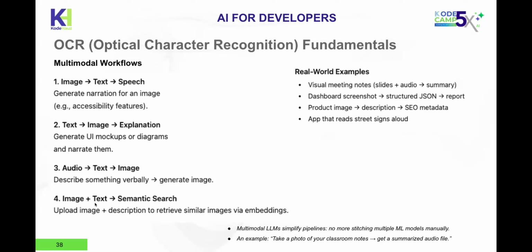Then you have image as well as text with semantic search. This is very nice if you have a library of images or pictures and you want to be able to do search, right? This is one thing I've always wanted to do, and I might even consider building an app around it.